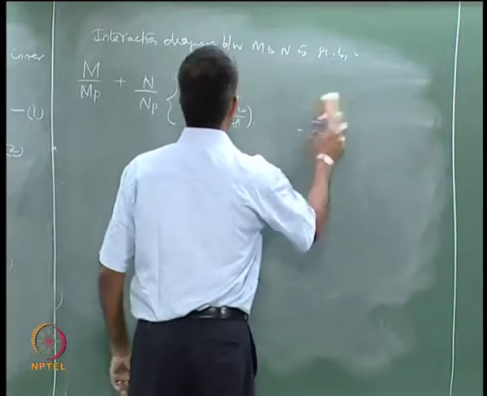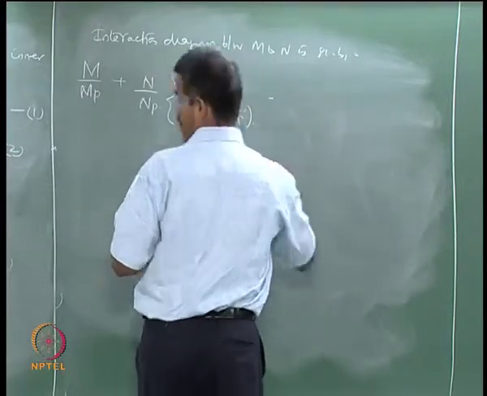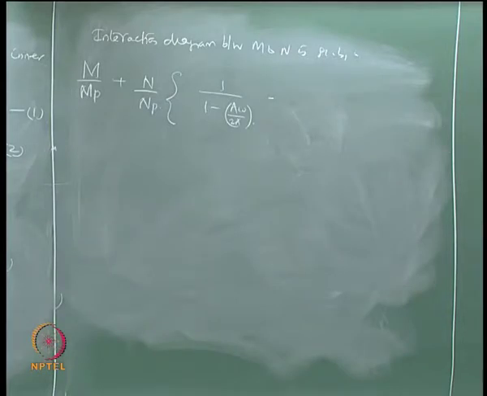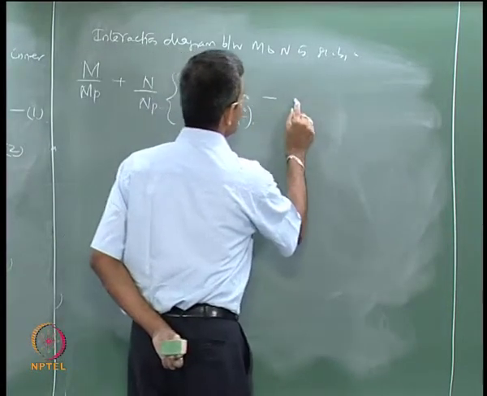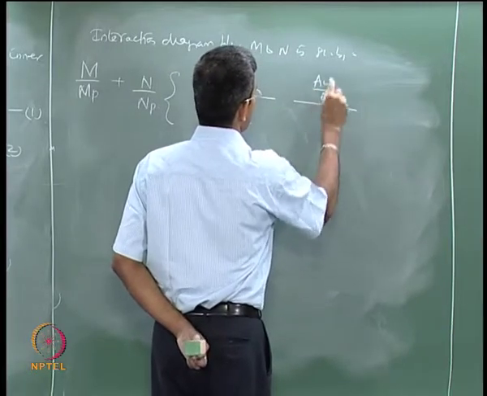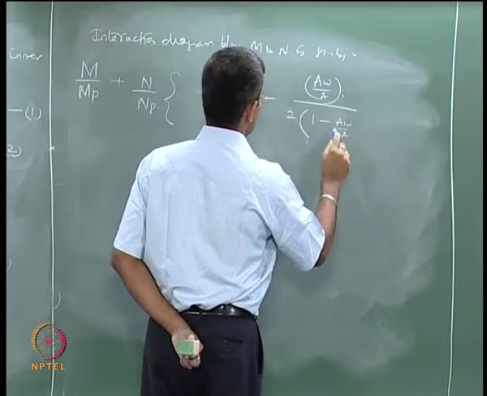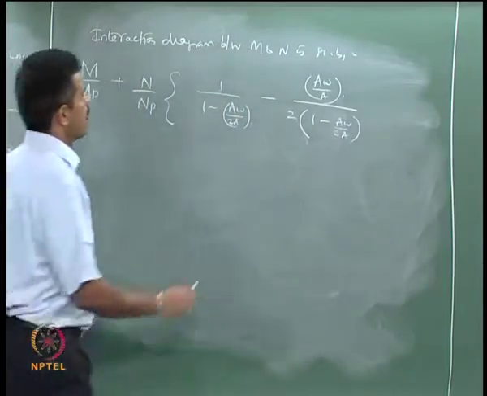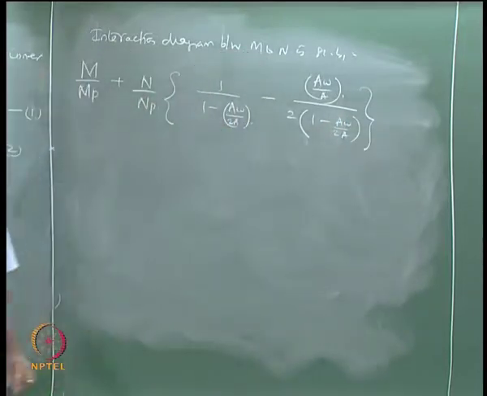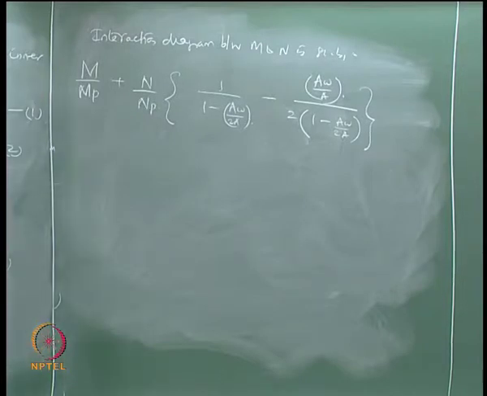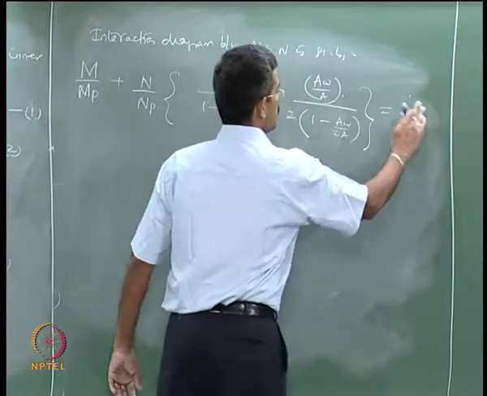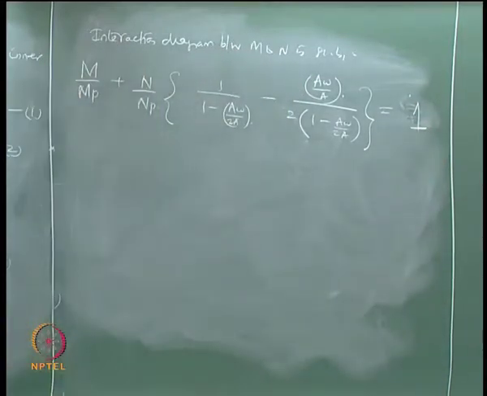Let me write it slightly in a different manner. Minus AW by A twice of 1 minus AW by 2A. Let me check. Is equal to 1. That is the interaction diagram now.